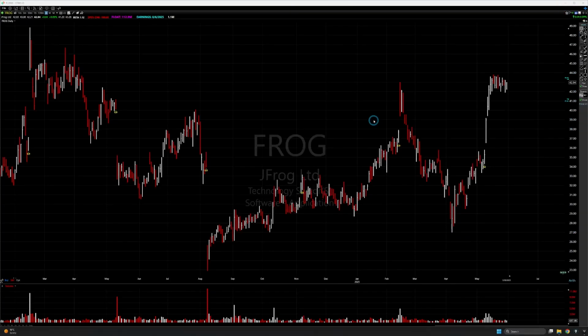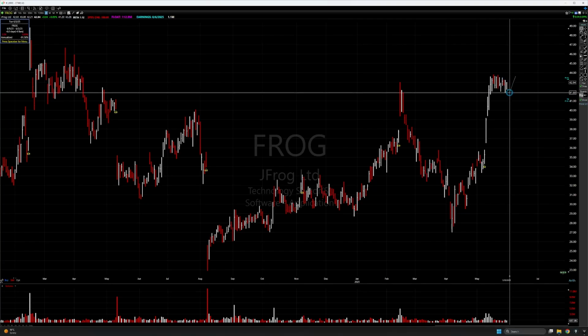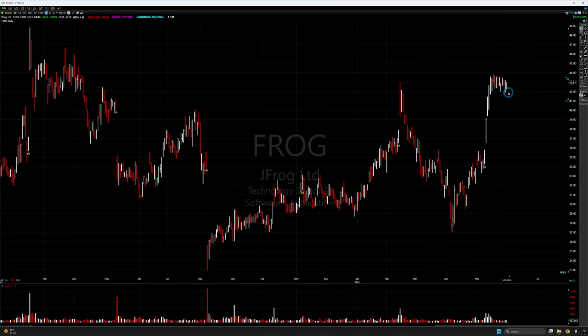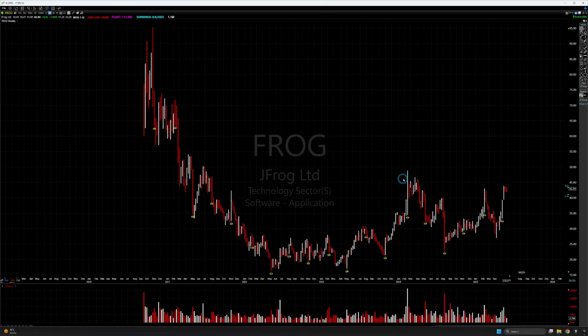Now let's go to stocks. So as far as stocks go, we have FROG. Now FROG, very nice. You can say a flag here, a pennant, whatever. As far as risk is concerned, about 4% risk from the high to the low of this formation. Unfortunately, you would probably have some resistance into these weeks right here. And then if you look at the weekly chart, we're right here.